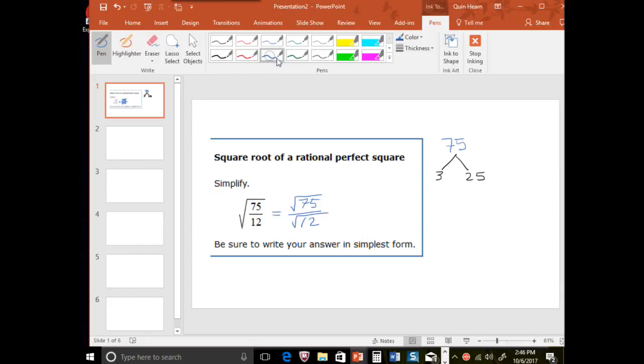All right, and then 3 is prime, so that branch of the prime factorization will stop.